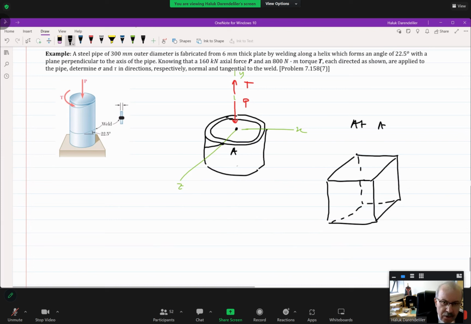And I am referring to the same coordinate system now. This is the x-axis. Okay? This is the y-axis. And this is the z-axis.